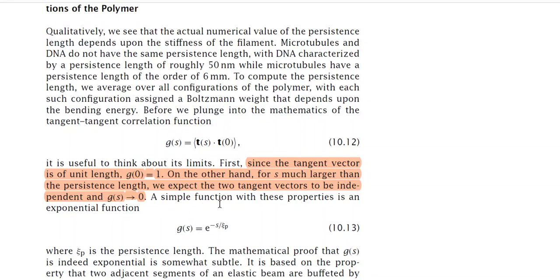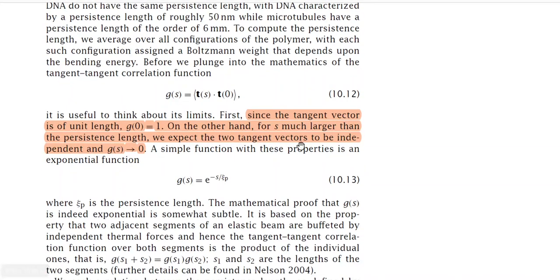A simple function with these properties is an exponential function. We can say that G(S) is equal to e to the power minus S by epsilon p. So what is the implication of this exponential function?